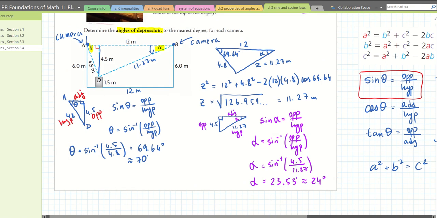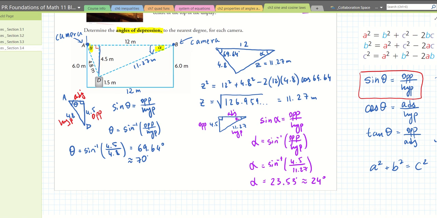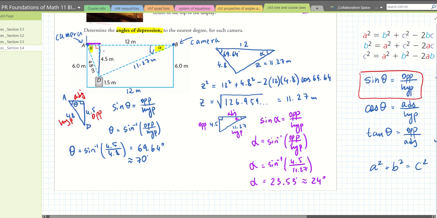So in this case we used primary ratios, sine, twice, and we also used cosine law because there was no other way to find that missing side. I guess there is another way. You could have found this little bit here using either cosine or tangent. Once you found this bit, then you can subtract from 12 and find this length here and then use that to find the angle. But that would be pretty much about the same amount of work as using the cosine law.